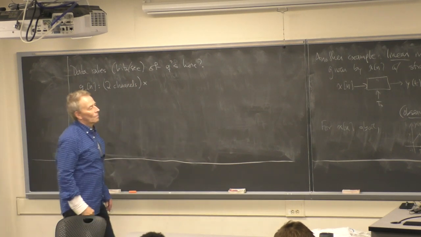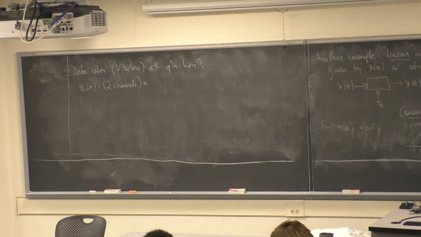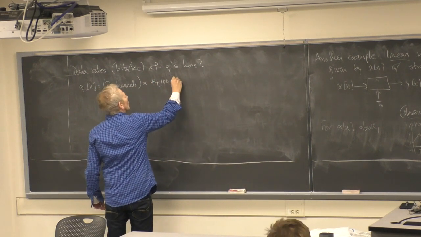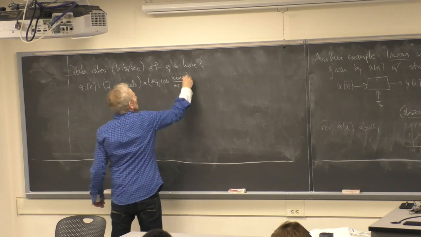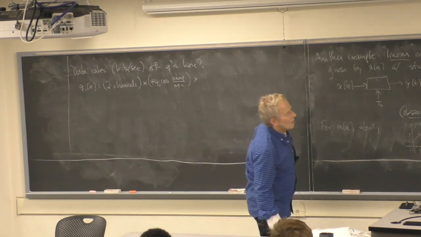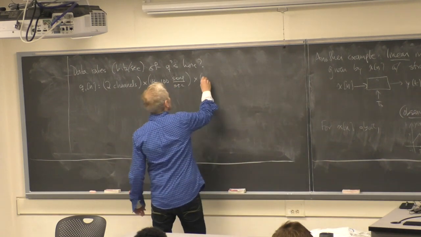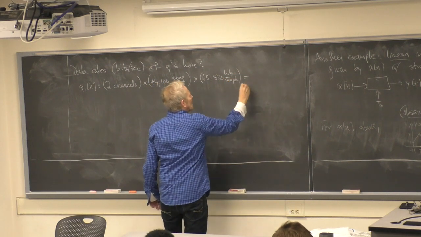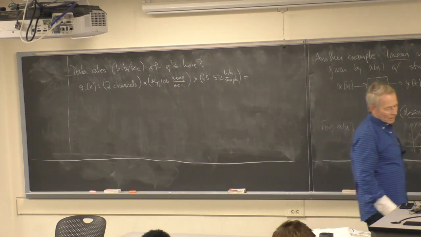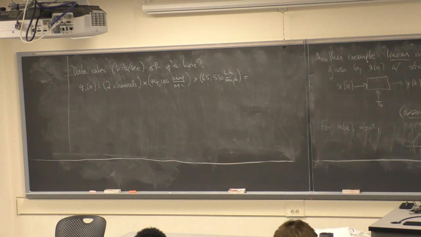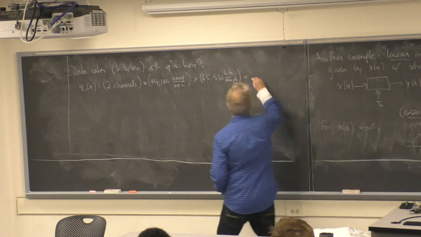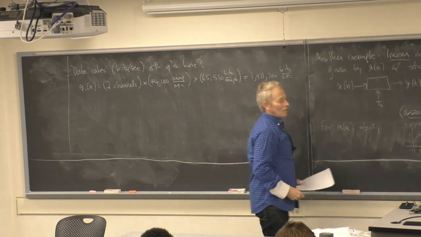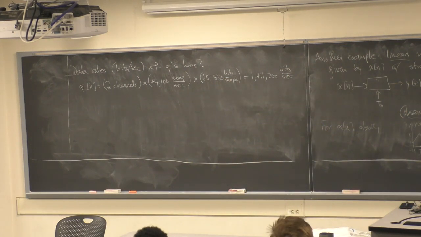times 44,100 samples per second, times whatever that 65,530 thing is, is that what it is? Bits per sample. And that comes out to be something like 1,440,000, I forget what it is. 1,411,200 bits per second. And this is of just sampled music on the CD.